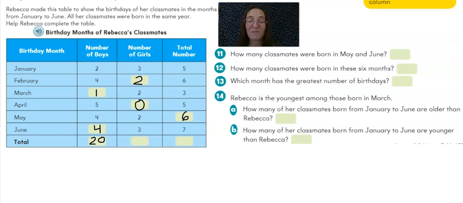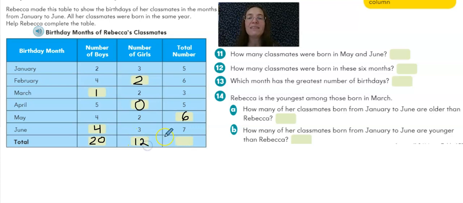That's how I like to do column addition, but I know a lot of people like to do it just starting at the top and going down. So let's try that for the girls. 3 plus 2 is 5. 5 plus 2 is 7. Plus 0 is still 7. 7 plus 2 is 9. And 9 plus 3 is 12.